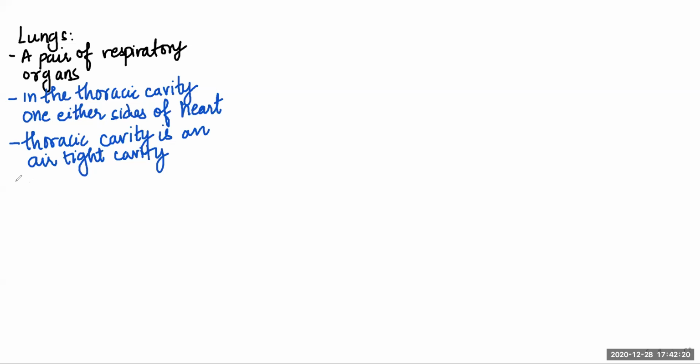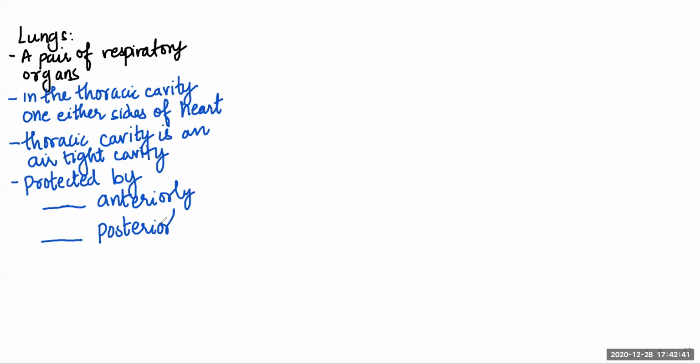We did the same in the heart also. The lungs are also protected by what anteriorly? Which is the bone that is present? What is it protected by posteriorly? And what is it protected by on the sides, laterally? And what is it protected by inferiorly? Let's go, tell me anteriorly first.